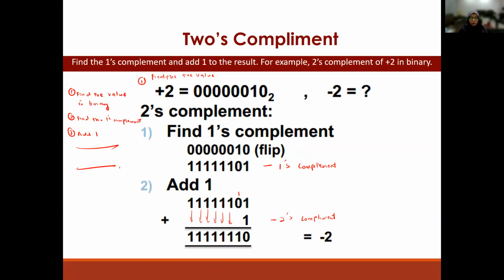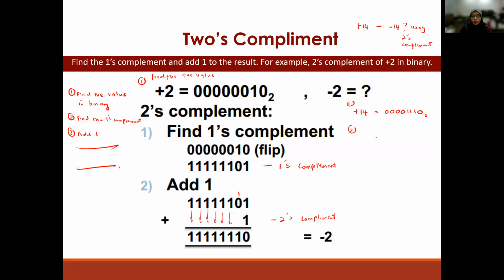For example, we have one example here. Positive 14, we want to convert to negative 14 using 2's complement. What is negative 14 using 2's complement? So let's do this. Positive 14 equal to 0, 0, 0, 0, 1, 1, 1, 0. This is positive 14.